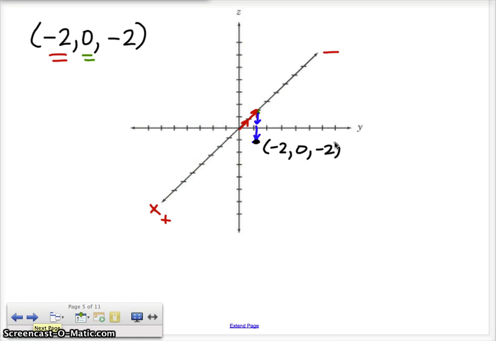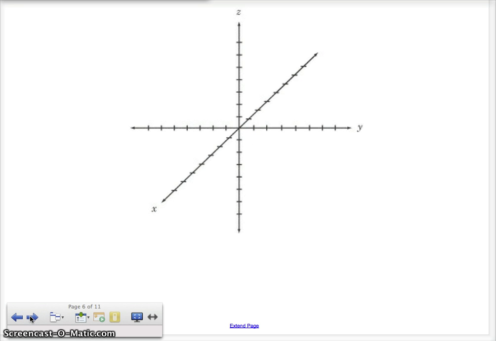Now, should you be freaking out if yours doesn't look perfectly like that? Well, no. But you need to keep in mind, did you travel -2? Did you not go left or right? And did you go down 2 to finish? Those are the key pieces here. You need to travel on each axis, right? Okay, let's do the next one.